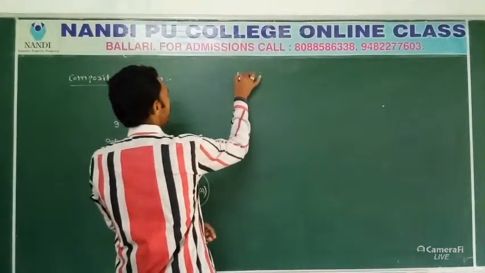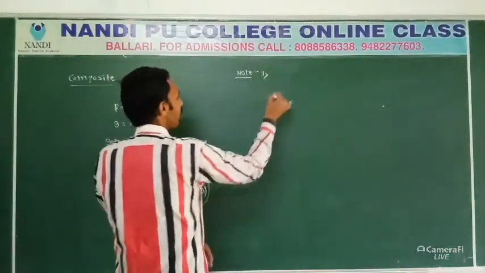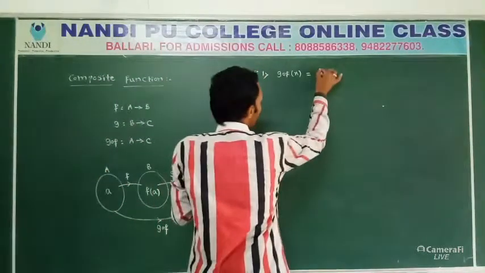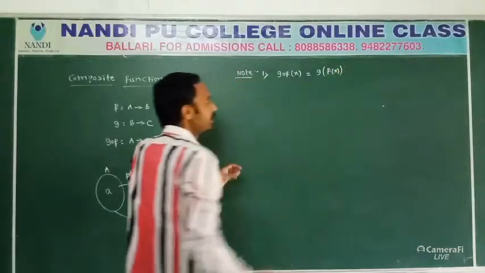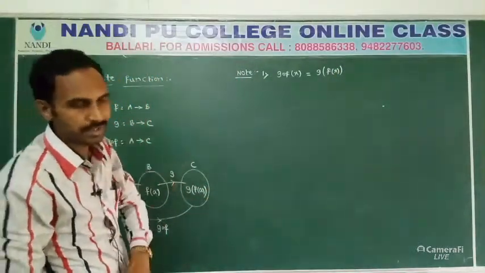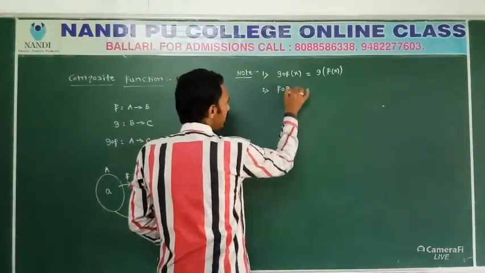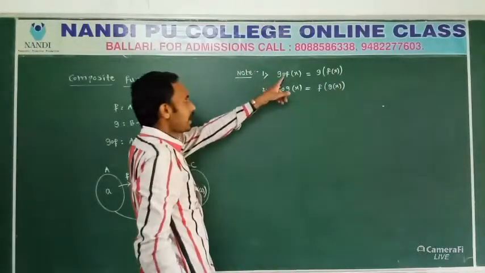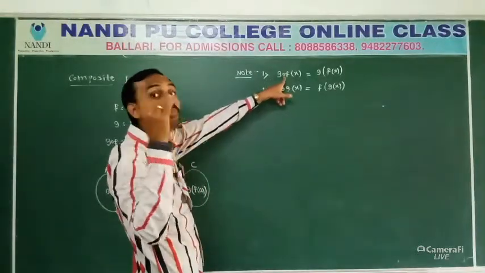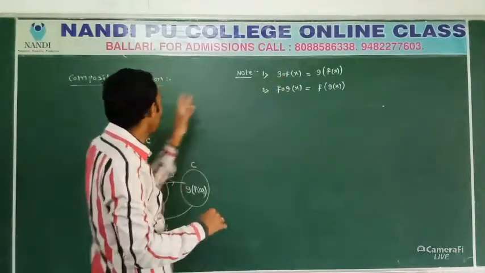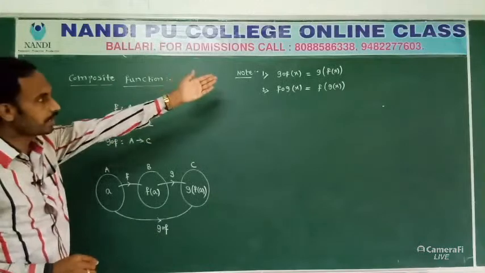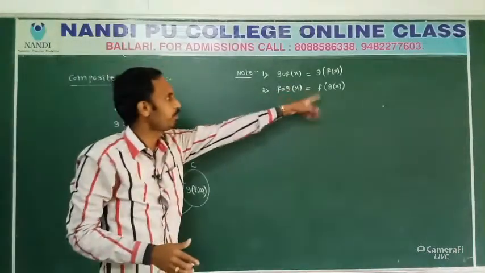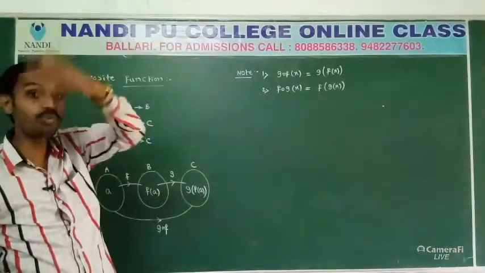And note: number one, g circle f of x can be written as g of f of x. Second, f circle g of x can be written as f of g of x. Here, circle is called composition; the composition symbol is circle. The circle changes to brackets like this. This is the composition of two functions.